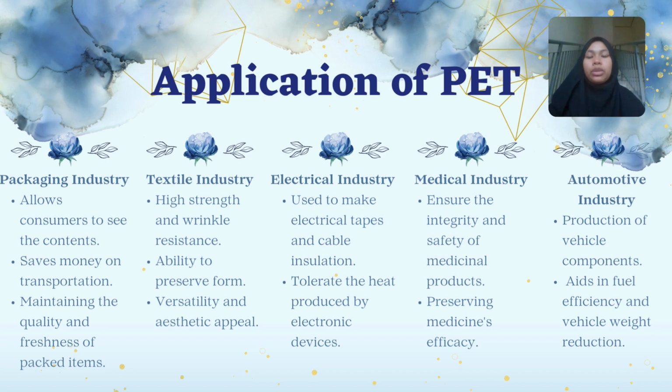electronic equipment. Finally, in the medical industry, PET is used to make containers that ensure integrity and safety of medical products. Pill bottles and medical packaging made from PET have chemical resistance, preventing interaction between the container and the content, preserving the efficiency of the medicine. PET clarity allows for easy inspection of the content, while its barrier characteristics protect against moisture and oxygen, extending the shelf life of medical supplies.